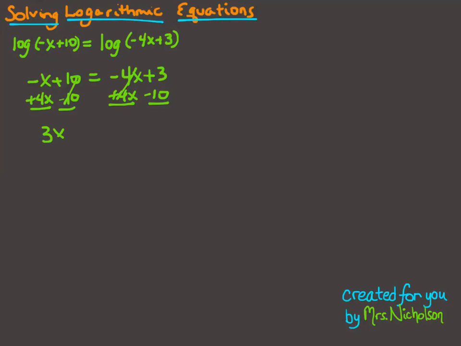And we're going to get 3x equals negative 7, and divide by 3 to get x by itself, and x is equal to negative 7/3. So pause the video for a moment and try the next one on your own.